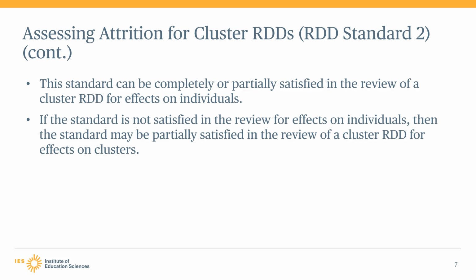When applying the attrition standard in a review for effects on individuals, any individuals who enter clusters after the results of assignment are known may pose a risk of bias. Therefore, the attrition standard includes an assessment of potential risk of bias from joiners. If the analytic sample includes individuals who join clusters after random assignment, and those individuals pose a risk of bias, then the attrition standard can only be partially satisfied, and the highest possible rating a study can receive is meets WWC standards with reservations.